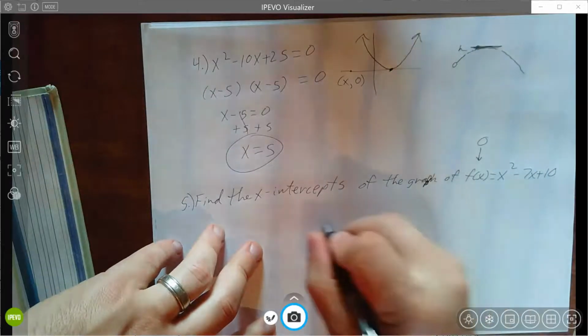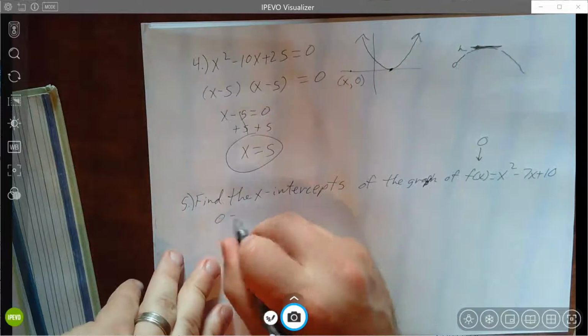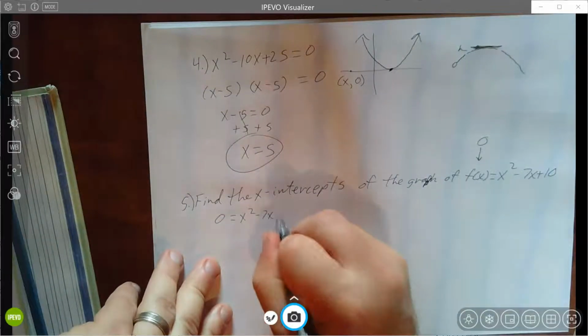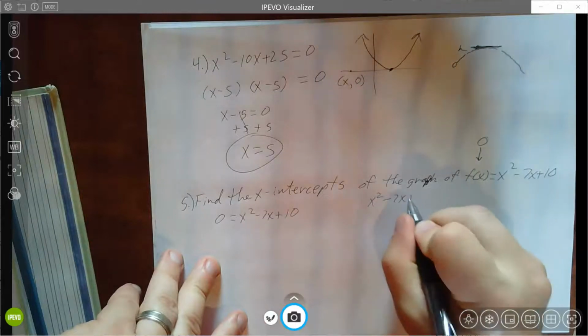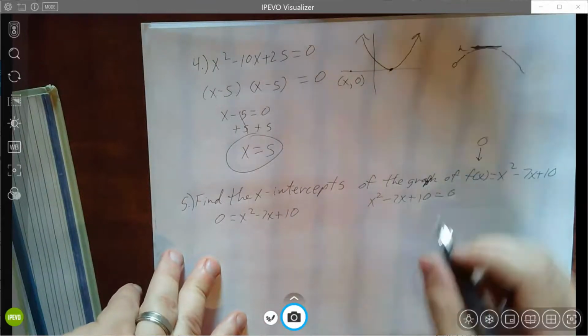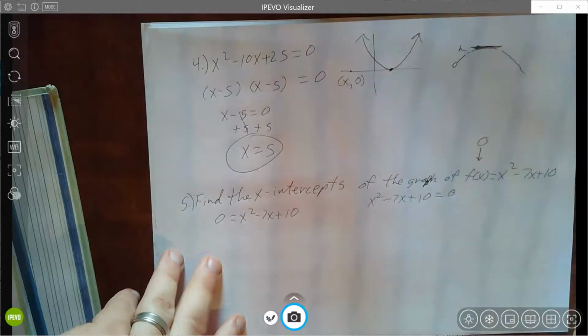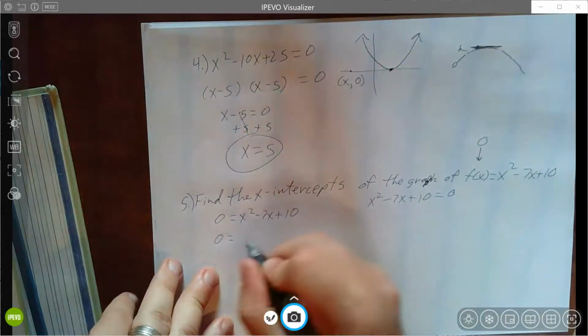So we get 0 equals x squared minus 7x plus 10. If you feel more comfortable rewriting that as x squared minus 7x plus 10 equals 0, that's fine. If you have to rewrite it that way, that's the same. You're doing the same thing. So I'm just going to keep going with this.